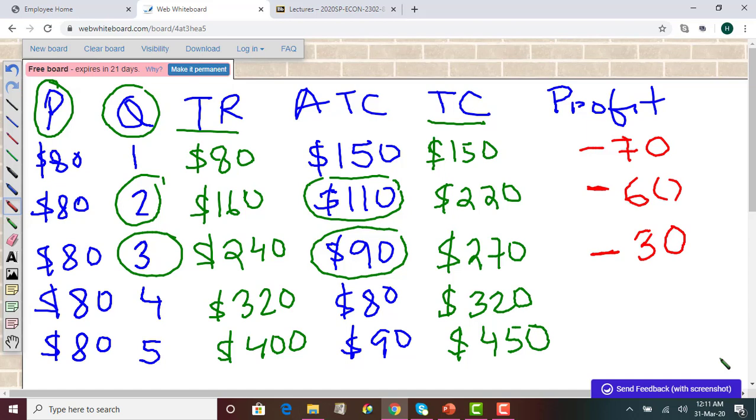Now, one thing you'll notice is that as you are producing more and more, your losses are going down, right? If you are producing one unit, you're making a $70 loss. But if you're producing three units, you're only making a $30 loss. So as you're producing more, the loss is going down, which is good for you because you want to produce more and cover your fixed costs. So that's the main thing. As you're producing more, your average fixed cost is getting down because fixed cost remains fixed, and as you produce more, the cost per unit starts going down. So that's why your losses are going down.